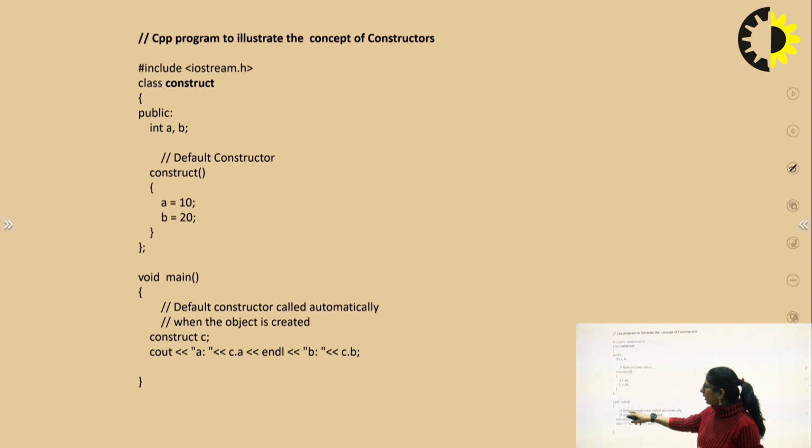In the main, we are creating the object of our class. Just by creating the object, this constructor will get called automatically. The values 10 and 20 will be initialized to A and B, and then we display them with the help of the object, right? The values will get stored in our variables, and then we display them here. It's a default constructor and it will get called automatically when the object is created, and we are not passing any parameter here. That's why it's the default one.